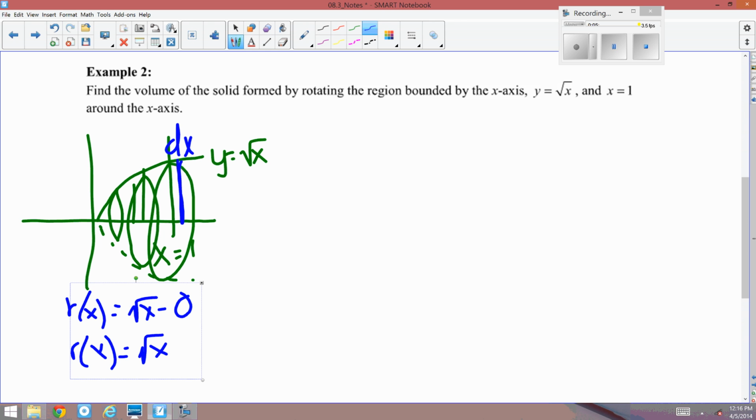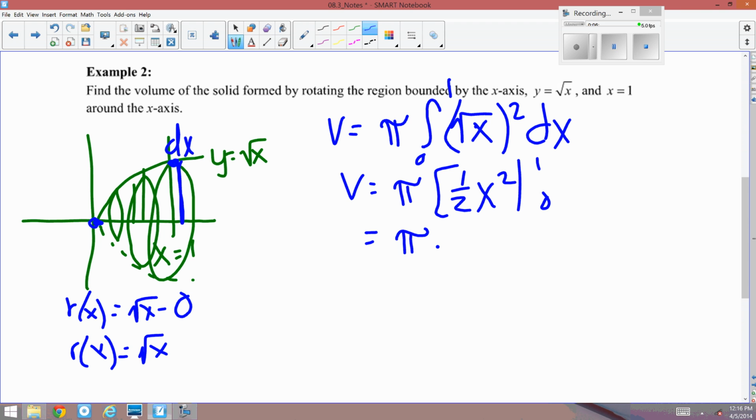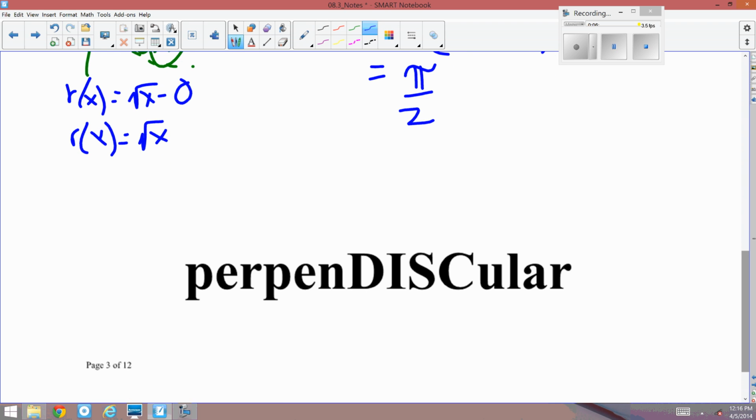Our width is dx. So our volume is simply going to be pi times the radius squared. And in this case, we're going from x equals 0 to x equals 1. Okay, so pi times, and that's just x. So when we integrate, we get 1/2 x squared, going from 0 to 1. Pi times 1/2 minus 0, or 1/2 pi. Okay, so the key word for these is perpendicular.